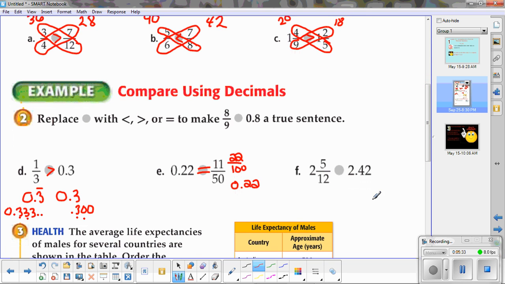Now on to the next example. They both have a 2, but now we have 42/100ths and 5/12ths. If I'm not sure which is bigger, and I don't know the decimal equivalent of 5/12ths off the top of my head, I'm going to go ahead and do 5 divided by 12.